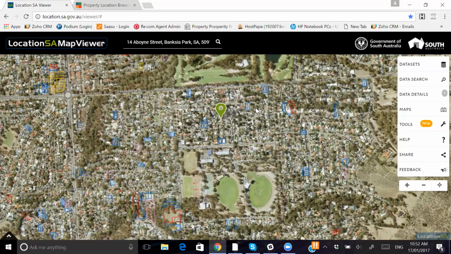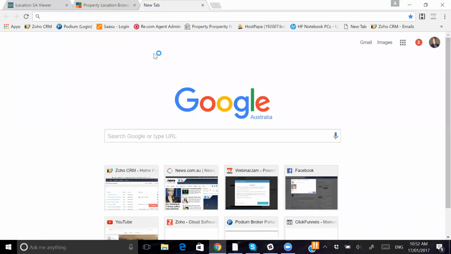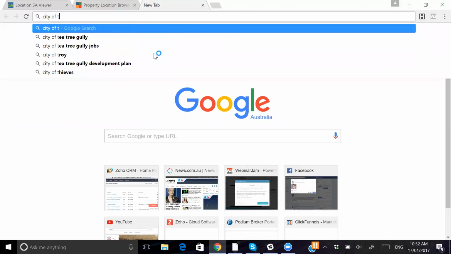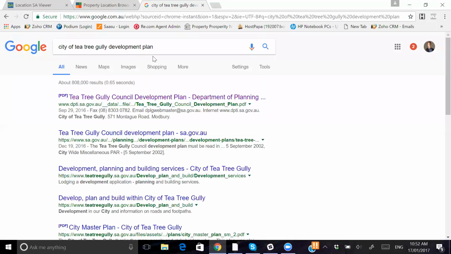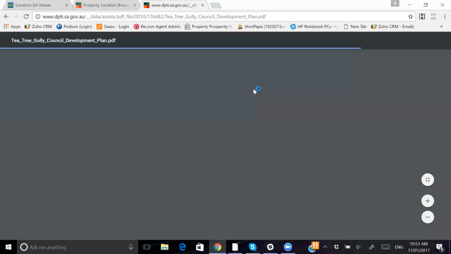So what's the next thing? The next thing after that is we might go and have a look at the development plan, and then find out the zoning and all that sort of stuff. So we know this is in the City of Tea Tree Gully, Tea Tree Gully development plan. Click on that. Come in here. And we're going to go into, it opens up.